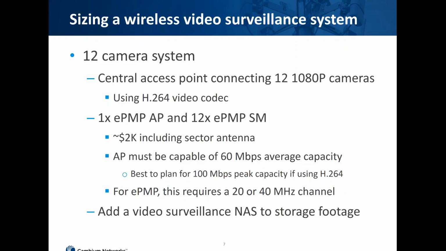So for an ePMP to support that peak bandwidth, that basically means using either a 20 or 40 megahertz channel, likely a 40 megahertz channel or a clean 20 megahertz channel, depending on where you are. It's definitely achievable in a 20, but 40 may be preferable if you want to add more cameras at a later date, or if you have specific conditions in the spectrum you're operating in. And also a video surveillance network attached storage device to actually store the footage. That's supposed to say store the footage rather than storage footage, but I'm sure you get the point.